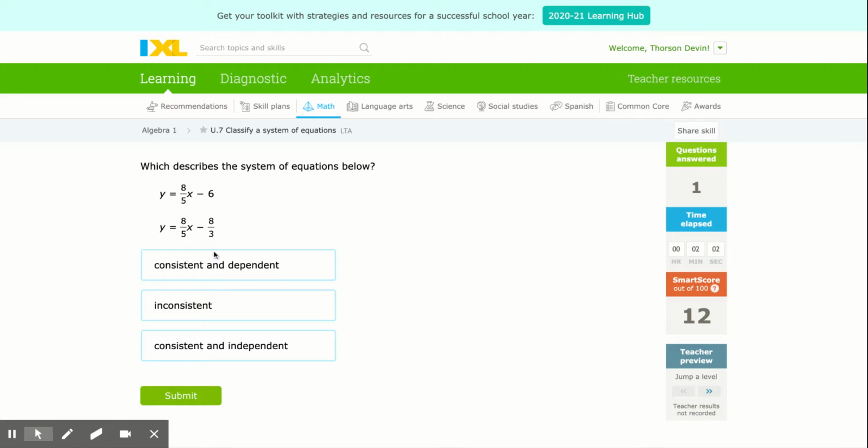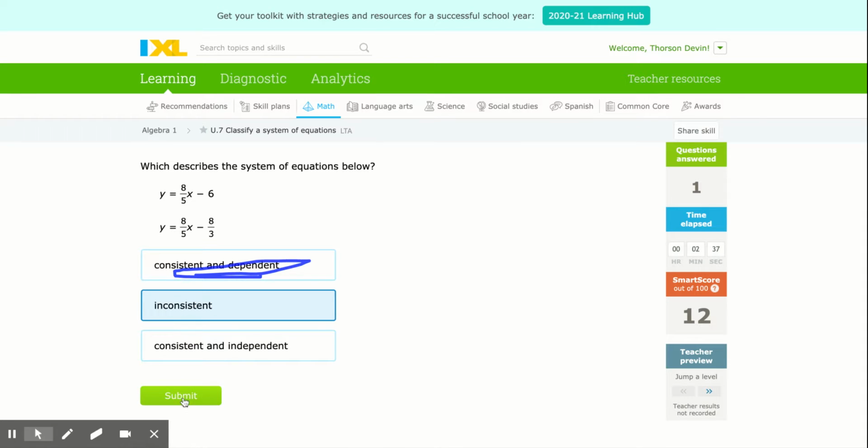So again, first thing I do: is it the exact same equation? 8/5 x, 8/5 x, minus 6, minus 8/3. Oh, different equations. It's not dependent. I can scratch out this one. I know it's not that one. Okay, now I have to decide, are they parallel or do they intersect? Well, they're parallel and they never intersect because they have a different y-intercept. Since they never intersect, or they're parallel, it's inconsistent. Inconsistent, because remember, consistent means they're eventually going to cross at some point.